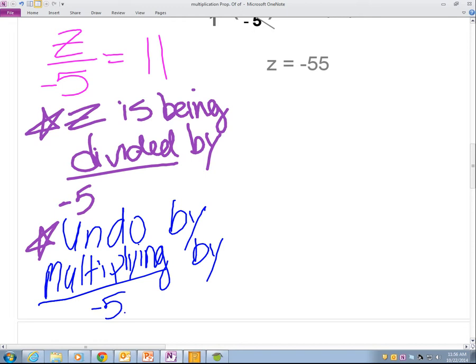Negative 5. So I'm going to multiply by negative 5 there. There's the parentheses with multiplication. That's what we were talking about.